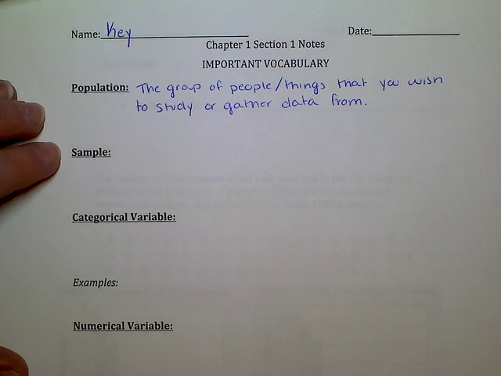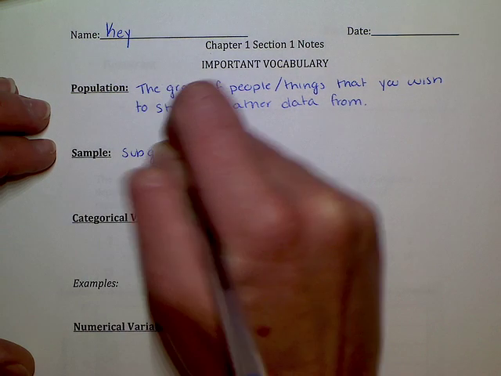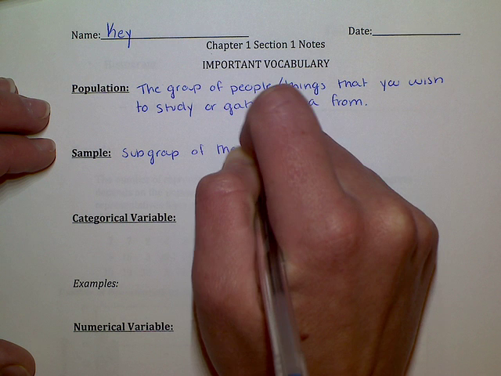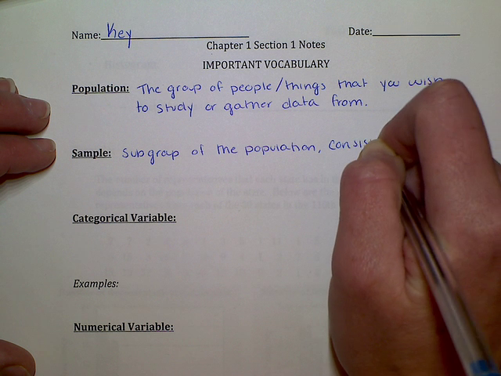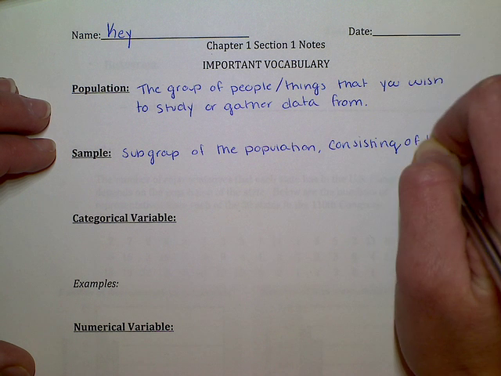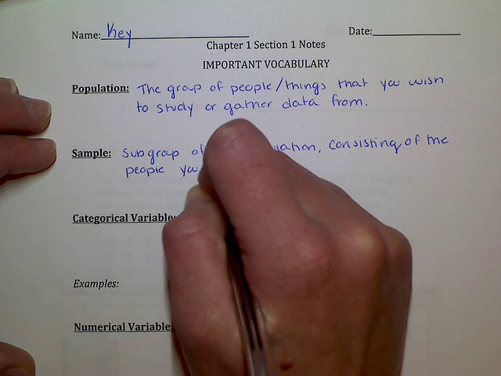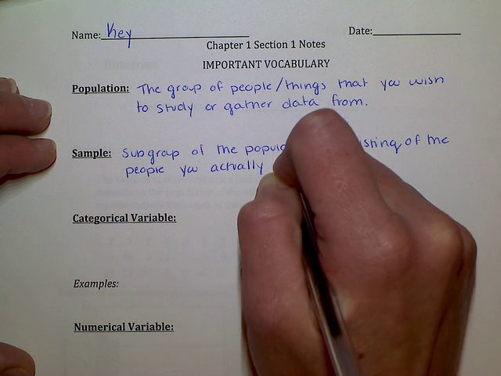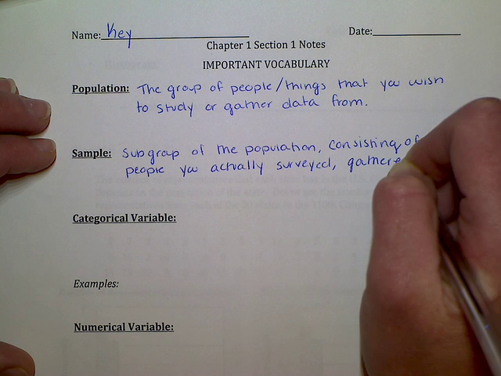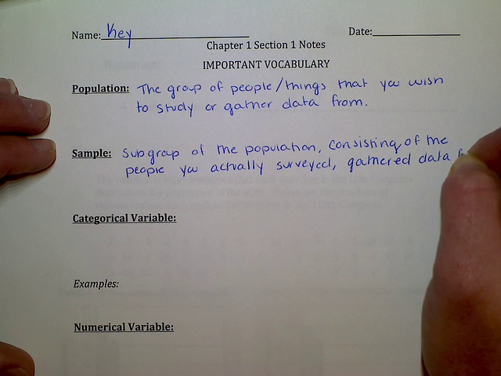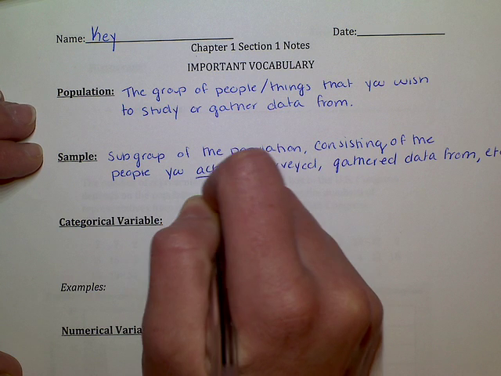Your sample, it's a subset or a subgroup. It's a subgroup of the population consisting of the people you actually surveyed, gathered data from, etc. Okay, emphasis on the word actually.